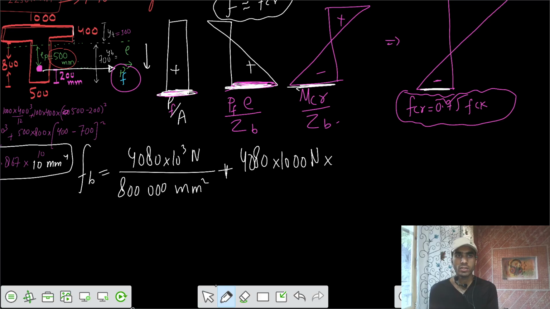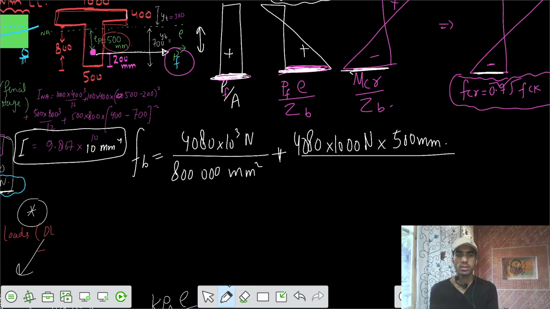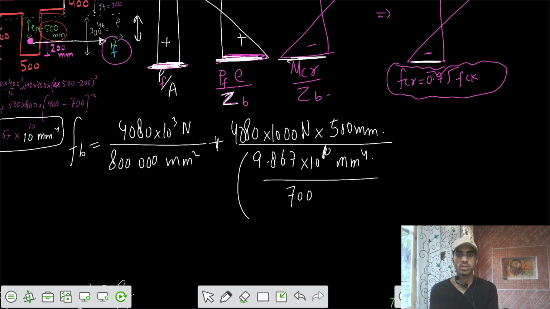Eccentricity is 500 millimeters, 500 millimeters divided by Z bottom. Your Z bottom is I neutral axis, so 9.867 10 to the power 10 millimeter power 4 divided by Z bottom. That means divided by Y bottom. Your value of Y bottom is 700 millimeters. You can see from the diagram, 700 millimeters. This is your Y bottom.